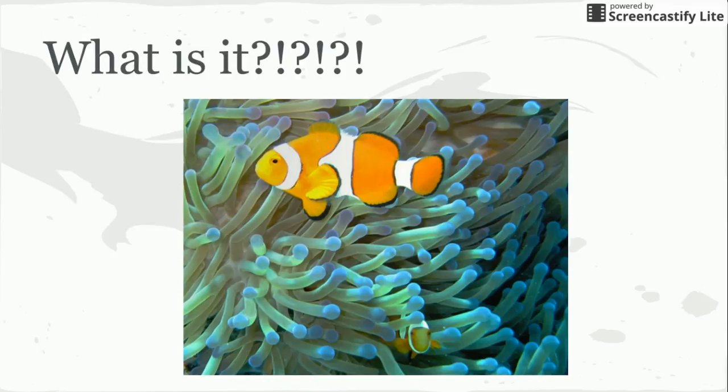So let's talk about a couple more. We have a clownfish in an anemone. The clownfish is able to hide from its predators within the anemone, and then the anemone is able to use the clownfish as a protection from organisms that may try and eat it. So this is an example of mutualism.